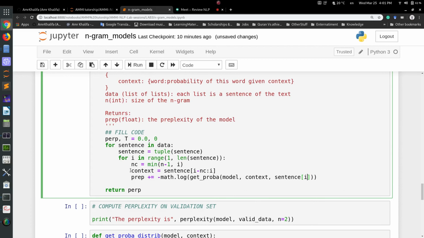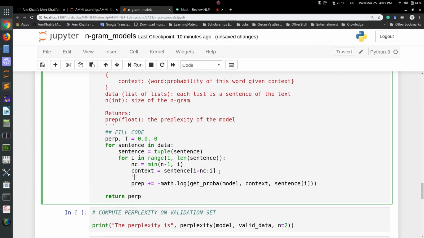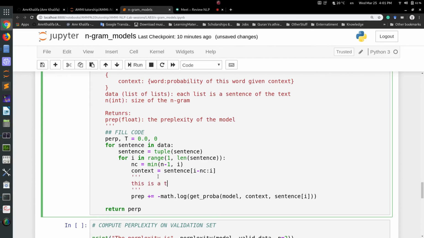So first here I choose my context, so it's from i here. Let's do it with an example. This is my i, and this is the past, so it's i minus nc. And nc is the minimum of n minus 1 and i, because if I am here, I don't need to look back. If I am here, I need to look back at 1 word. If I'm here, I need to look back at 2 words. And if I'm here, I need to look back at 3 words. It's only going to work when my history is smaller than my n-gram, so that's why I did this minimum.